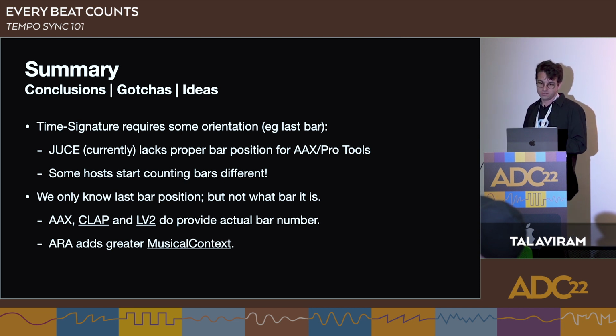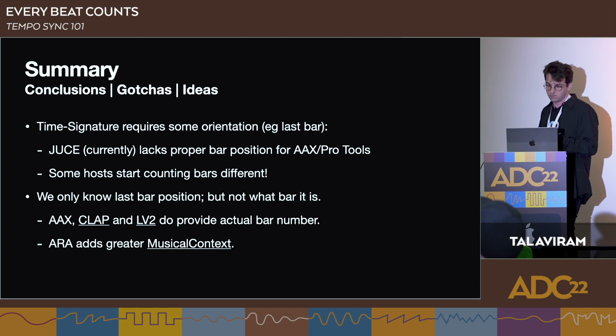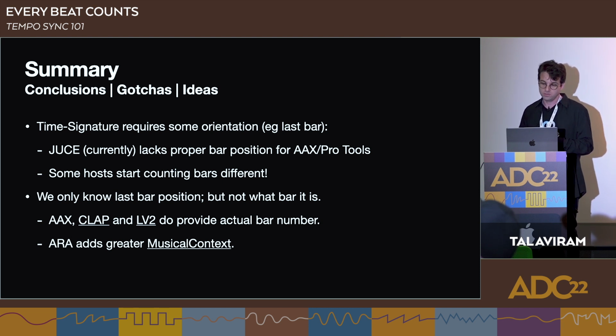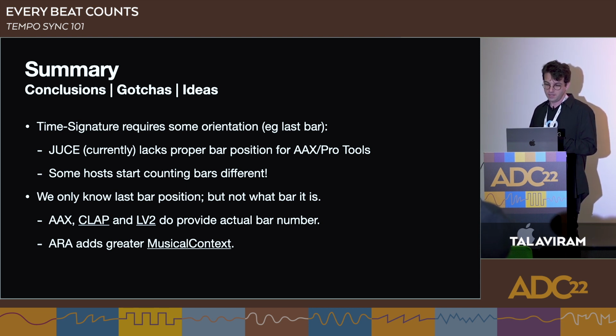Time signature requires orientation. We talked about this, the last bar. Sadly, JUCE doesn't have the AX support. I wrote about it, and I think there is a PR that can easily add this feature. Also, hosts start counting bars differently. Some start with 0, some with 1.